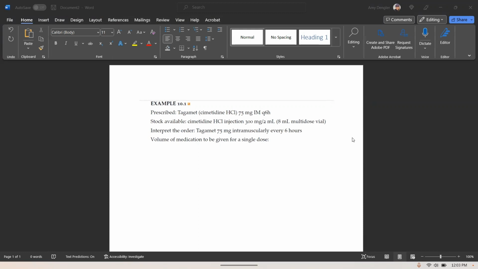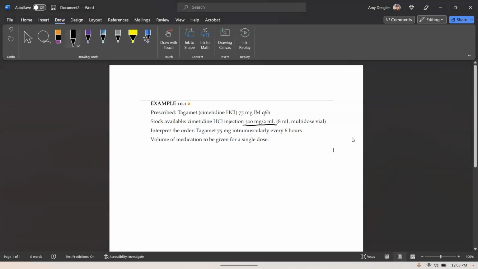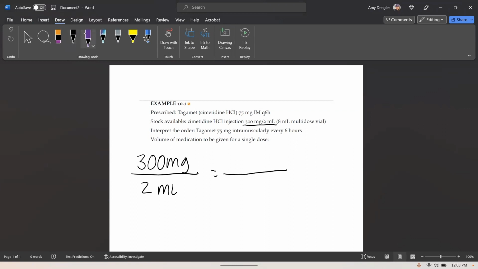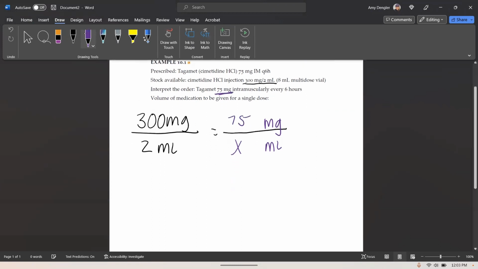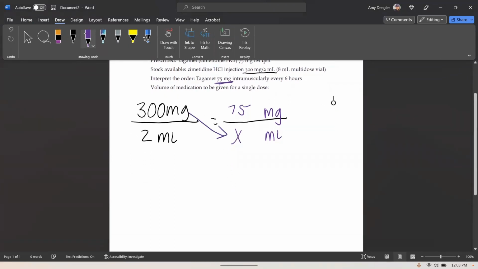So we're going to take the strength of the medication and place it on one side of a proportion. And then on the other side, we know we're going to need the same units directly across. We're looking for the volume, so that's going to be X. And the doctor has ordered 75 milligrams. So now we will do our crossing. So 300X is equal to 75 times 2.